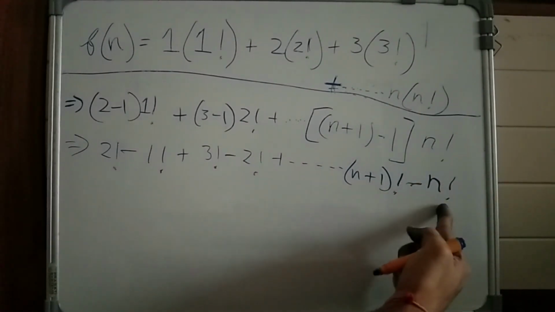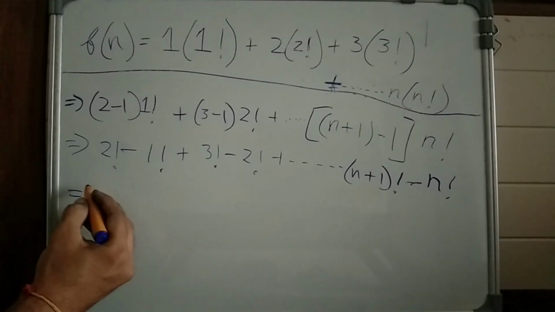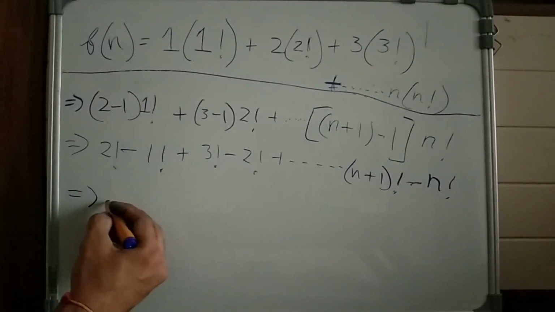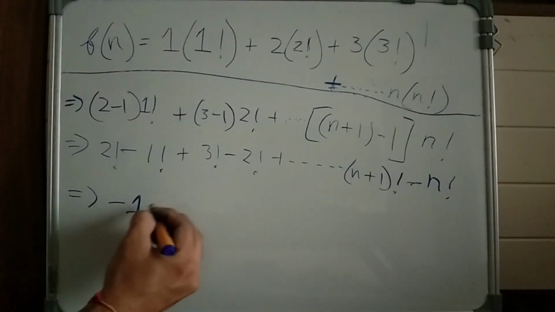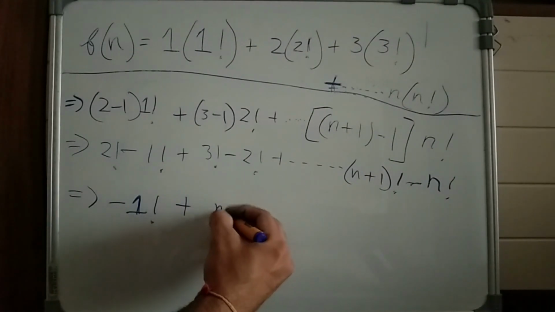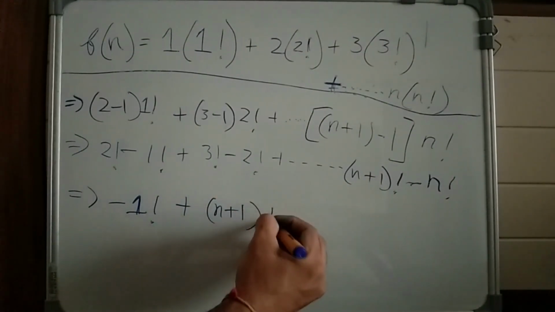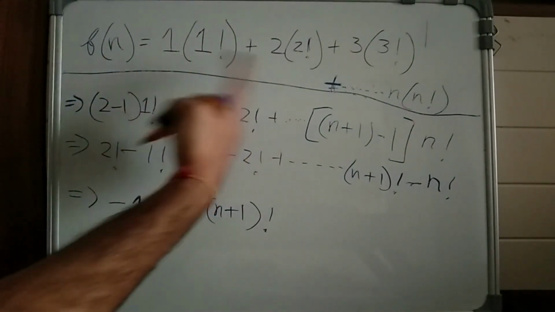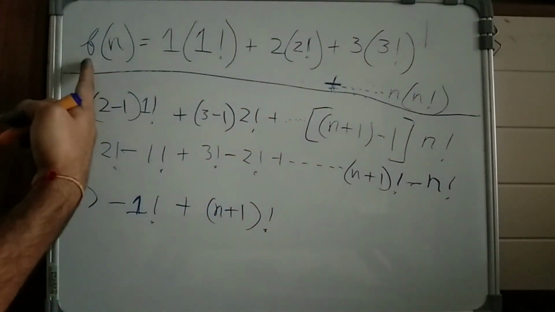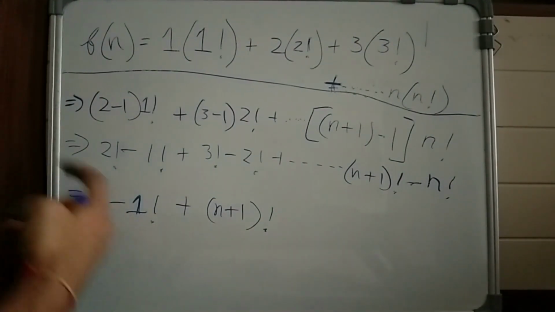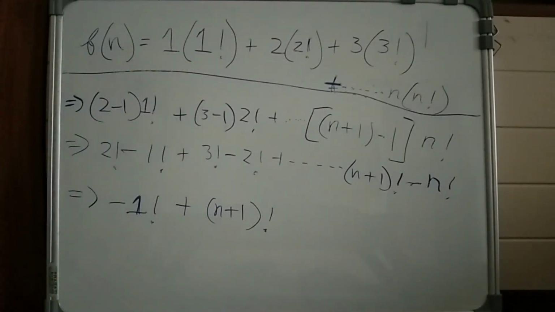This is minus n factorial. So every term will get cancelled out from here. The thing which will remain is minus 1 factorial from here, minus 1 factorial from here, and n plus 1 factorial from here, n plus 1 factorial from here. So the function f of n, which seems to be this huge number, reduces to minus 1 plus n plus 1 factorial. This is how we have to approach this particular sequence.